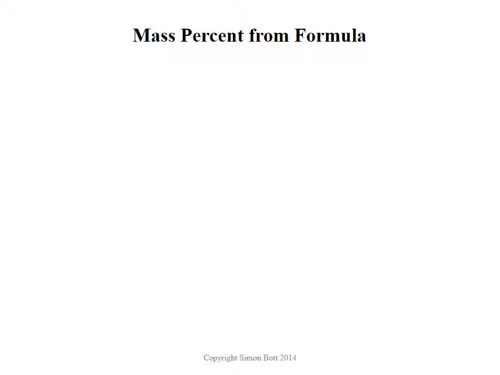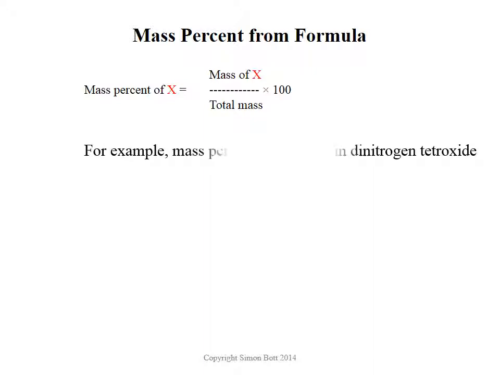all the atom types that are in that formula. I mean, mass percent is the same as any percent. Mass percent of something X is just the mass of X over the total mass that you've got times 100. So for example, let's determine the mass percent of nitrogen in dinitrogen tetroxide, N2O4.